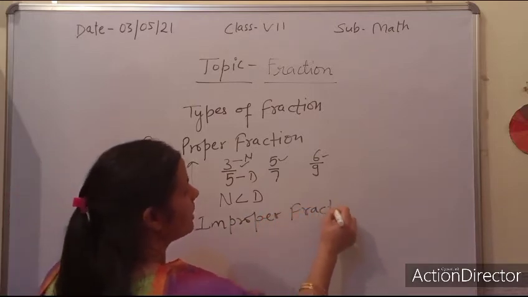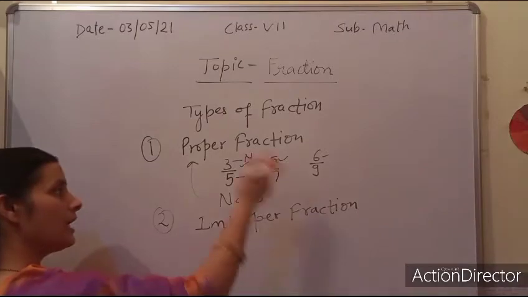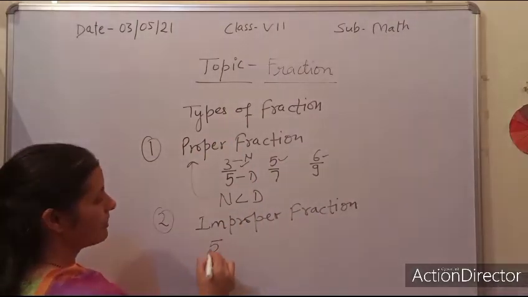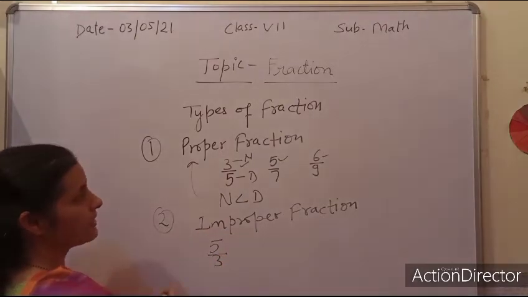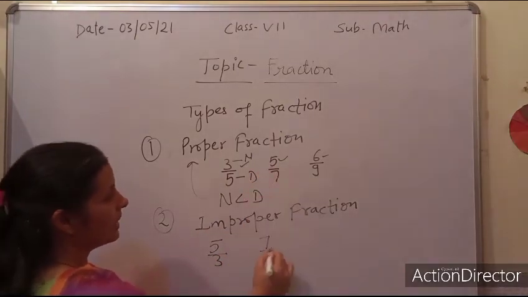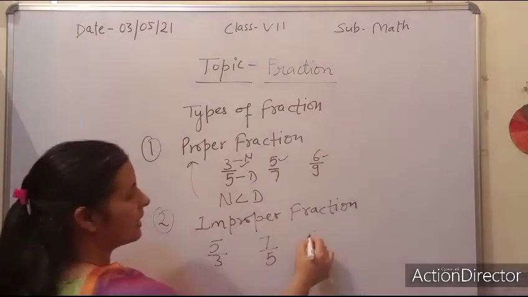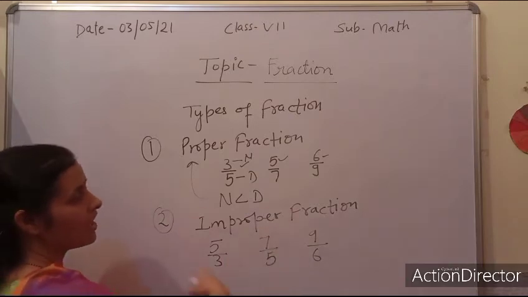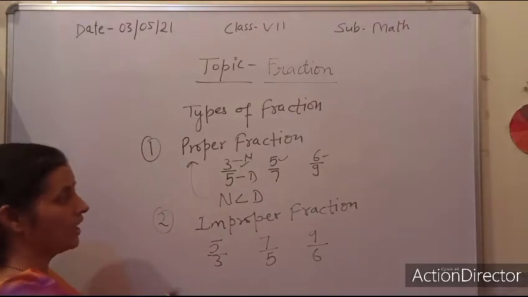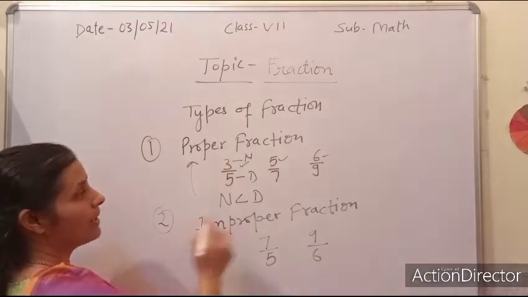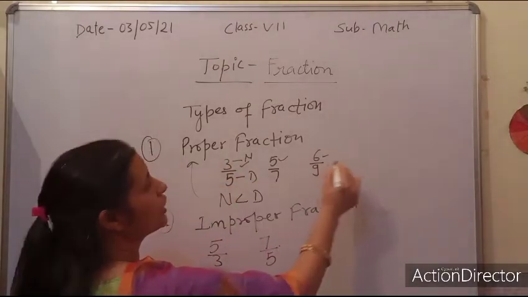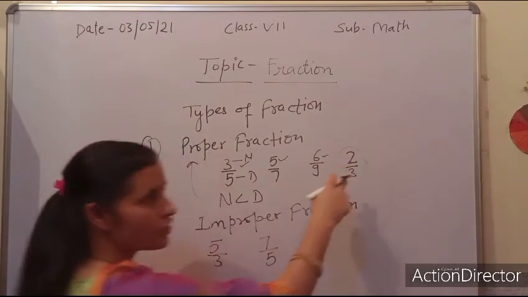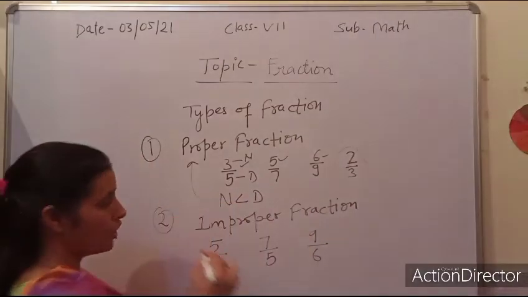Now what does improper fraction mean? If I write just the opposite of these fractions, that is 5 as the numerator and 3 as the denominator, 7 over 5, 9 over 6, these sorts of fractions are called improper fractions. Let's see 3 upon 5. I am also writing 2 upon 3, a smaller one. To make you understand, this is also a proper fraction because the numerator is less than the denominator.